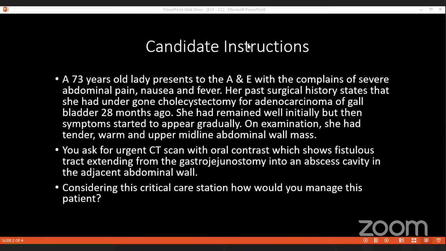Then circulation assessment. Two large bore cannulas in the antecubital fossa, take full blood count, urea and electrolytes, blood group and crossmatch. Start resuscitating the patient with a 1 liter bolus of crystalloid. If no response, another 1 liter of crystalloid can be added. I would monitor the patient with blood pressure, urine output, pulse, respiratory rate and mental status.